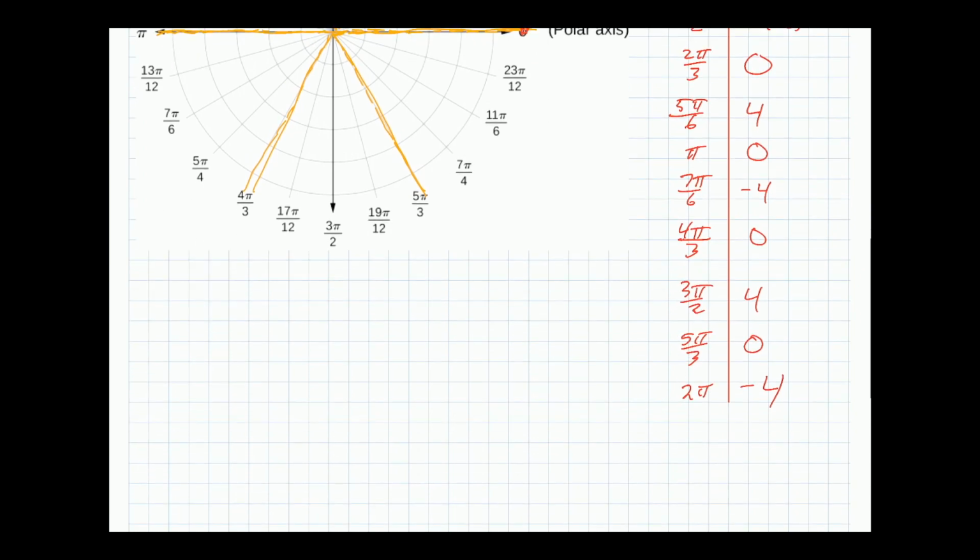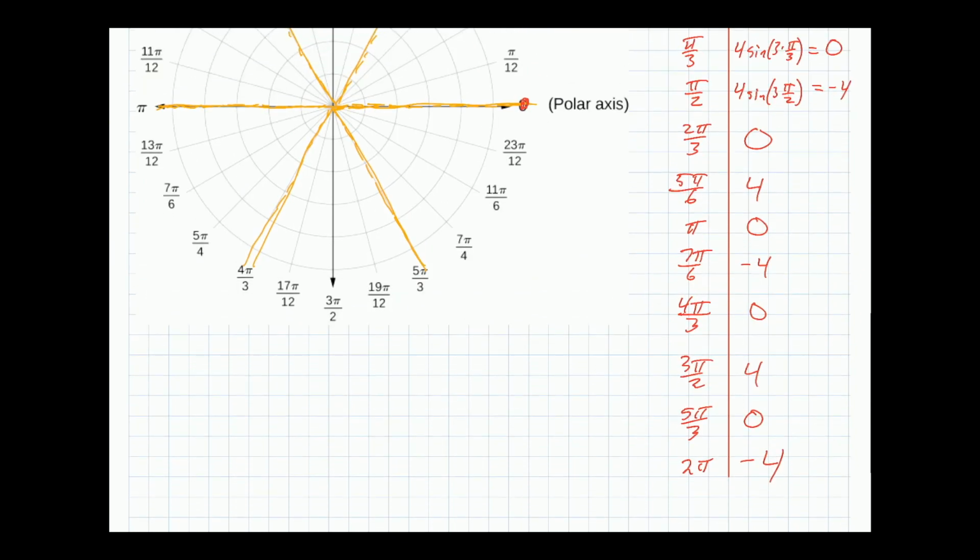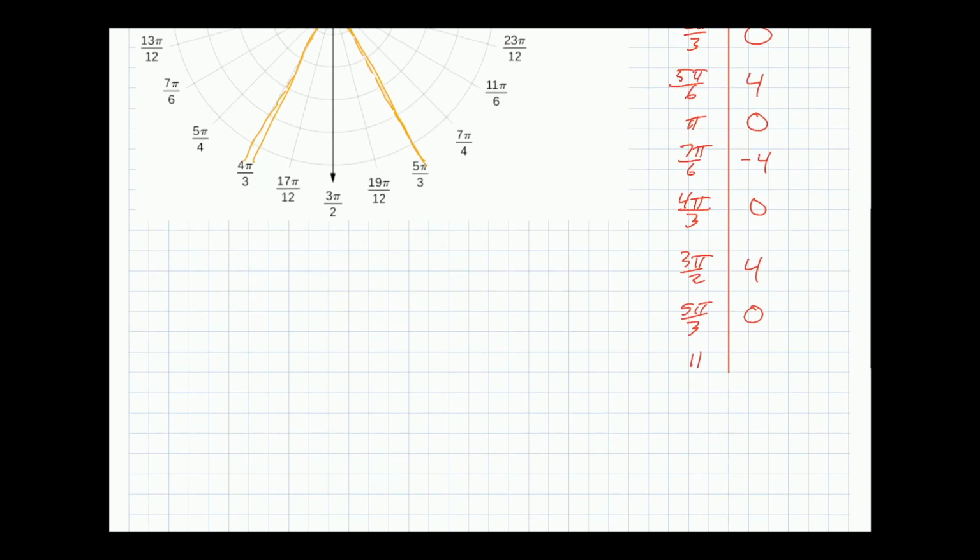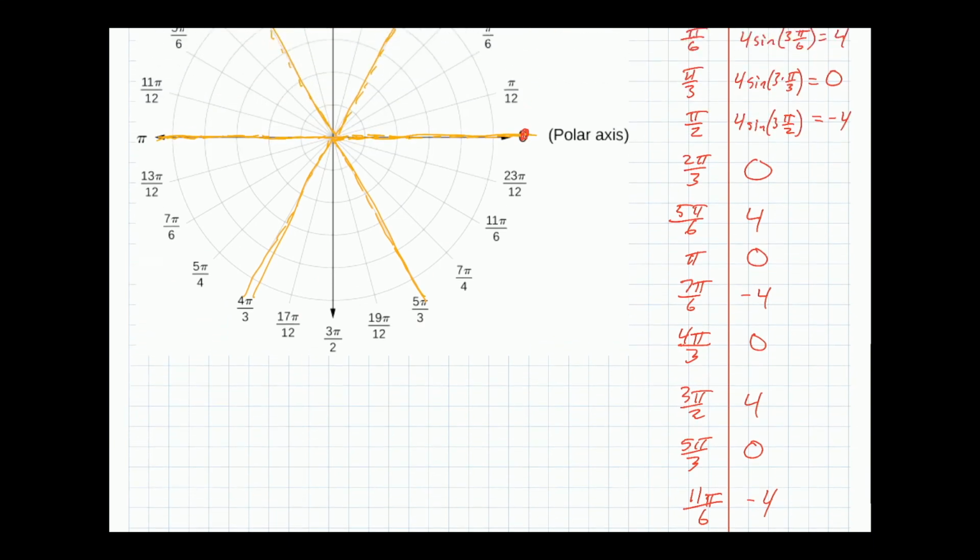Wait, something bad happened. Oh, I missed one. I was going halfway, then halfway there, so I skipped an angle. I skipped 11 pi over 6. That one would be negative 4. And then 12 pi over 6, or 2 pi, is 0. Okay, I left one off the list.